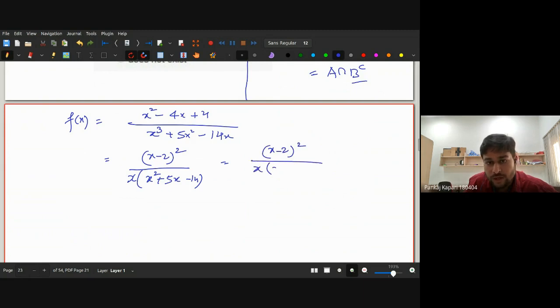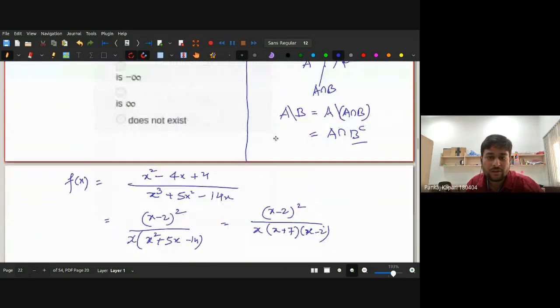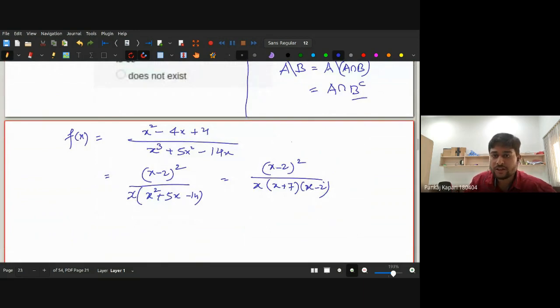So you can write x minus 2 into x plus 7. So is this correct? This is x square plus 7x minus 2x. So I think this should be plus and this should be minus. Okay, now you can cancel one x minus 2. That is fine because we are near 0. So you can just assume that x is not equal to 2, and then you're left with x minus 2 divided by x into x plus 7.